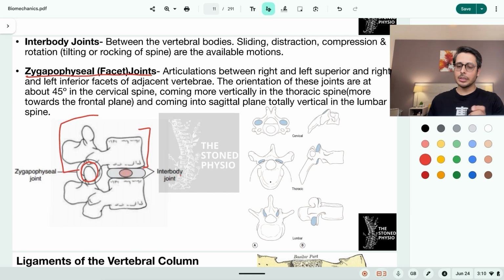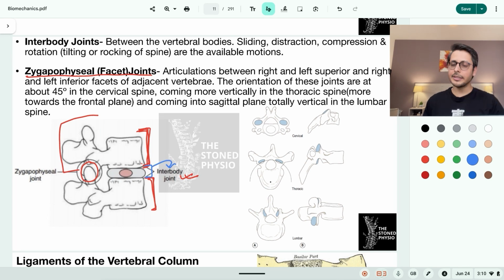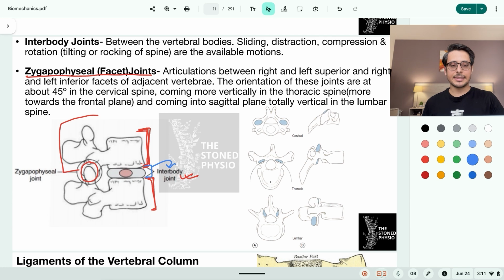We have another joint called the interbody joint. Between the vertebral body of the top one and the vertebral body of the lower vertebra, this whole section we call the interbody joint. So if someone asks you how many joints are there between two vertebrae, we should say there are three joints: the right facet joint, the left facet joint, and the interbody joint between two vertebral bodies. Of course, we have the intervertebral disc as well in that section.